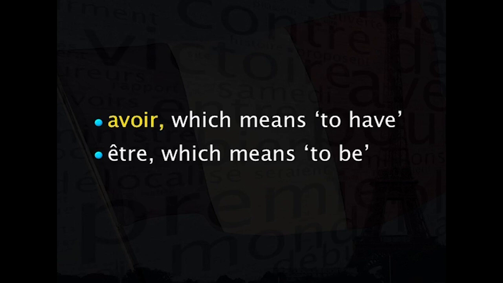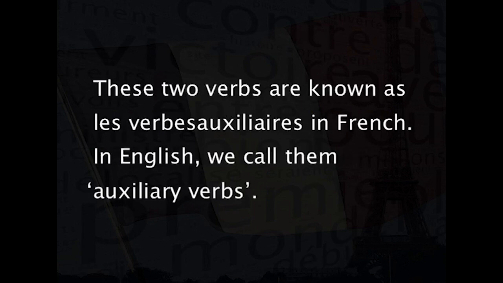Today's class will be on the first lesson, which focuses on the 2 most important verbs of the French language, avoir, which means to have, and être, which means to be. These 2 verbs are known as les verbes auxiliaires in French. In English, we call them auxiliary verbs. This lesson has been divided into 3 sections.